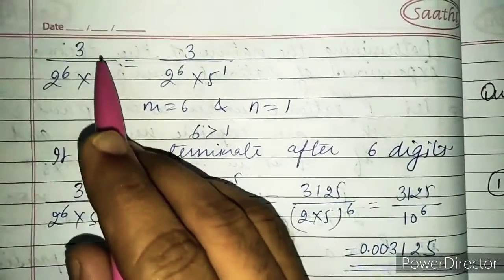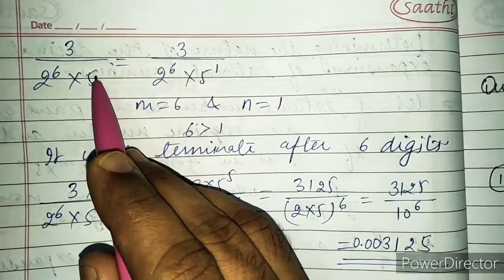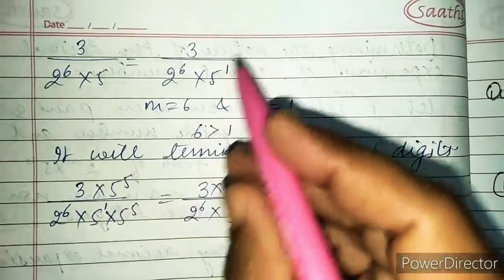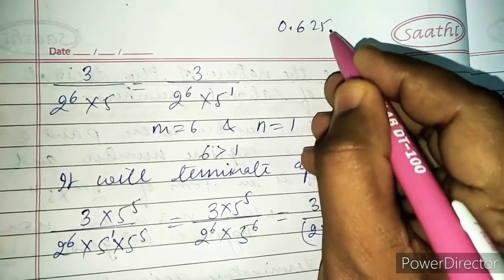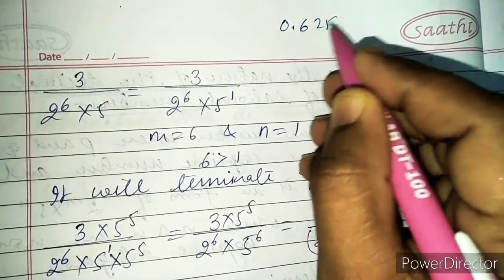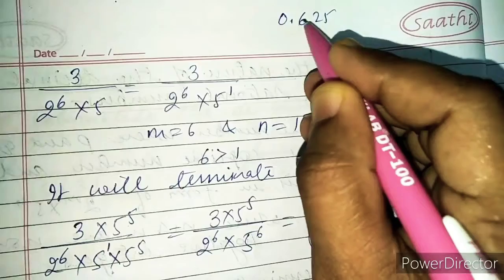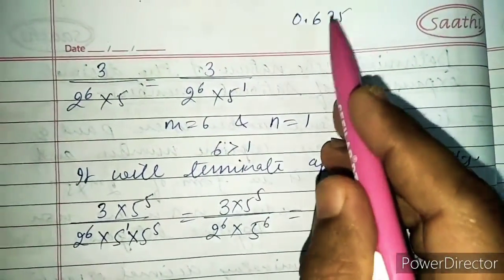Now see, if 3/2 to the power 6 into 5 to the 5 is terminating, so after some digit it will get terminated. What do you mean by terminating? It means that 0.625 is terminating, right? There is nothing further, right? So it is a terminating decimal, and after how many digits does it get terminated? 1, 2, 3 digits. After 3 digits it gets terminated. In this case this will happen.